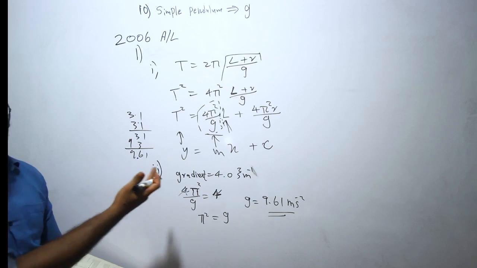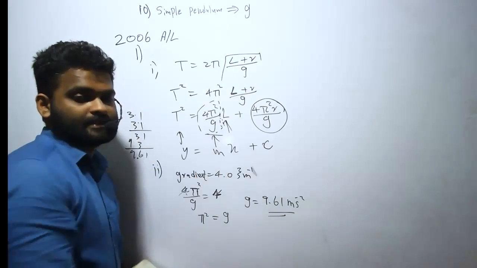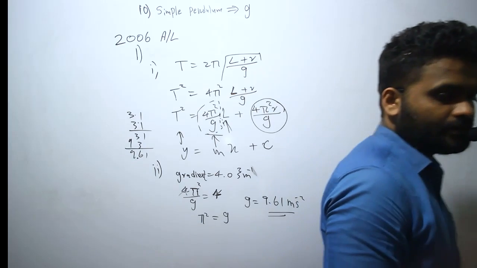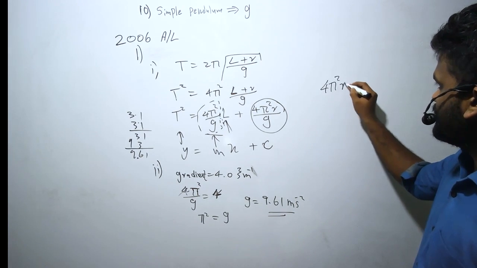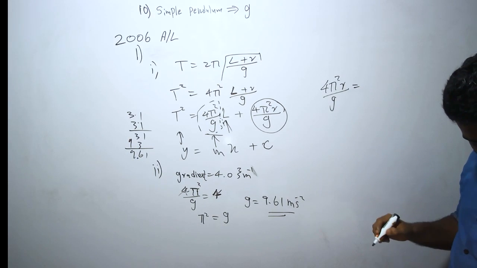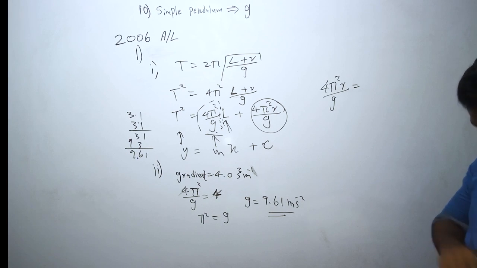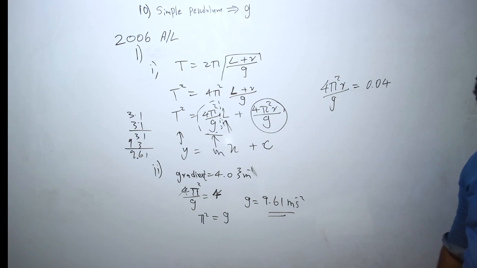Okay, then you have to find the radius. To find the radius, you need to go for the intercept, because the intercept includes the radius. So 4 pi squared R divided by g is equal to what? 0.04. Right.